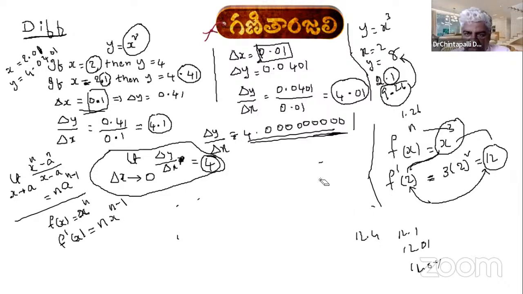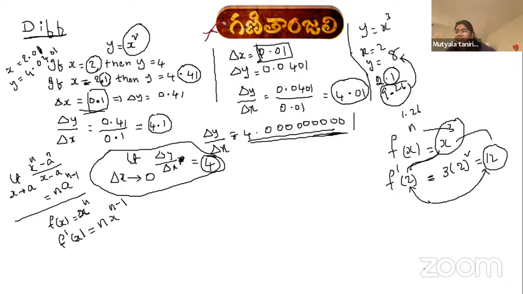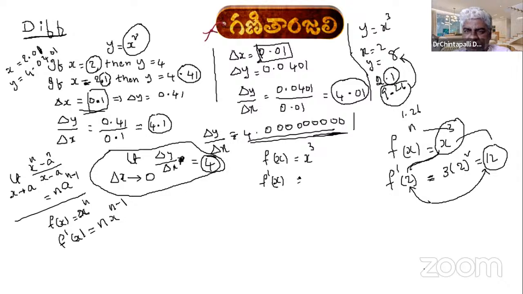So just now we had an idea about derivative or differentiation. Differentiation, derivative, both are same. Differentiation is a verb, derivative is a noun. See, f of x is equal to x cube. Its derivative is denoted by f dash x. What is f dash x? n times x to the power n minus 1. Here n is 3, so 3 times x to the power 2.